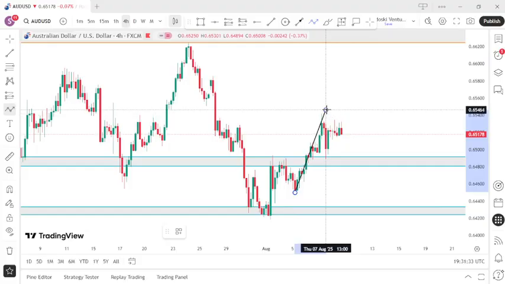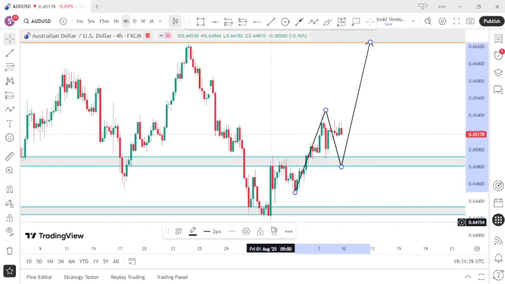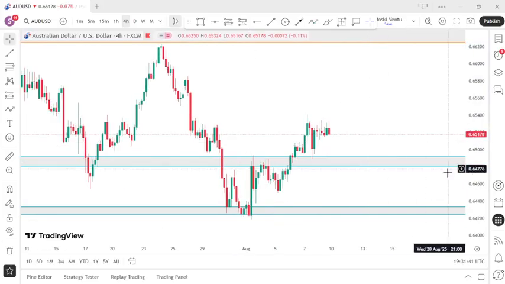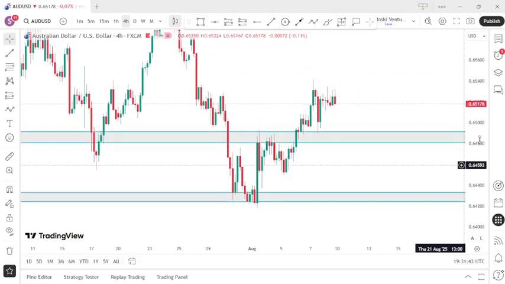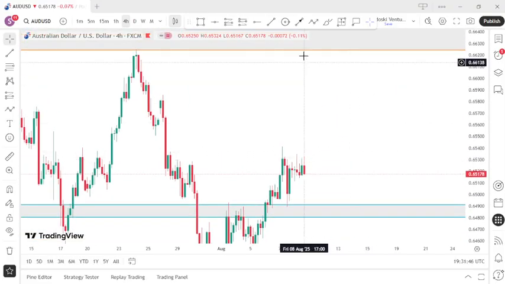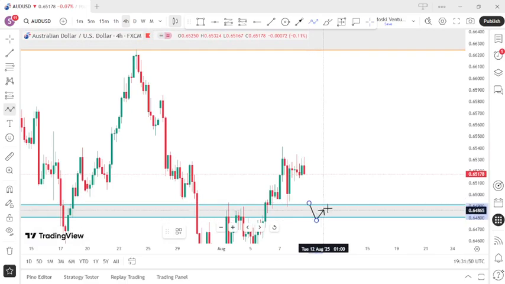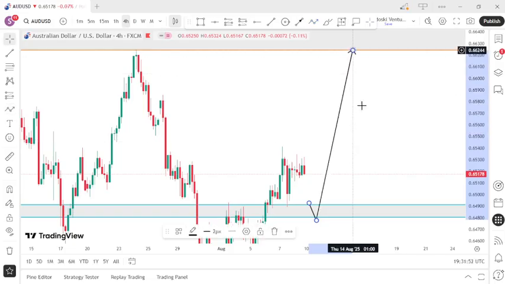So if price breaks resistance, what we are supposed to be waiting for is a retest before we buy all the way to the upside. So that's exactly what we are going to be doing on AUDUSD. We are going to be waiting for price to come back for a retest at this particular zone. Then we buy on AUDUSD.